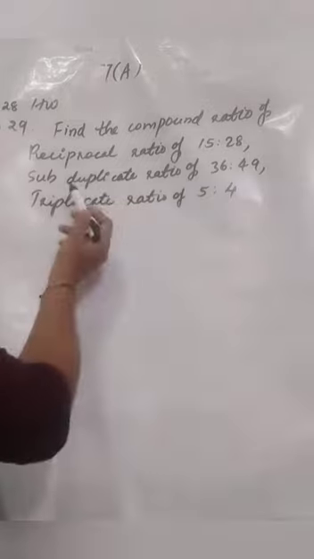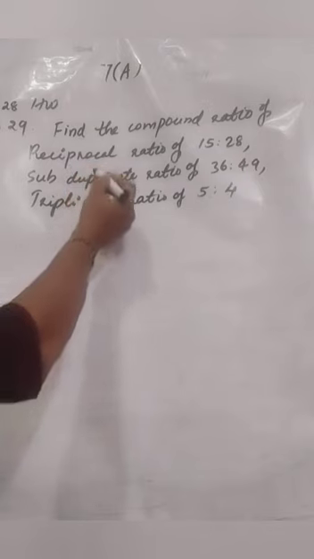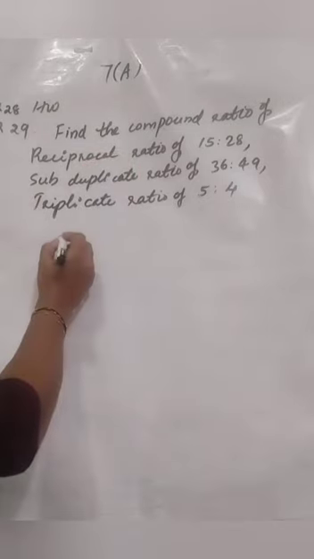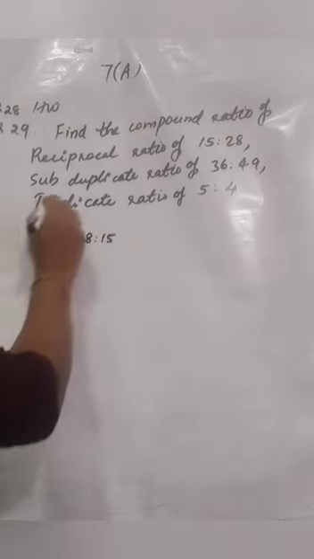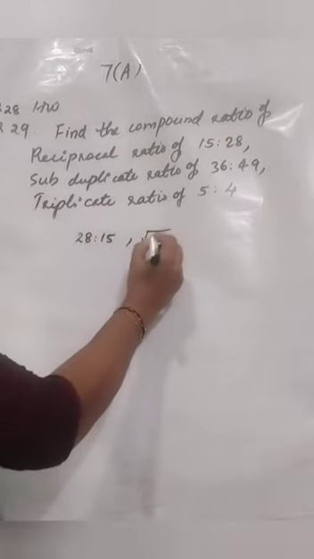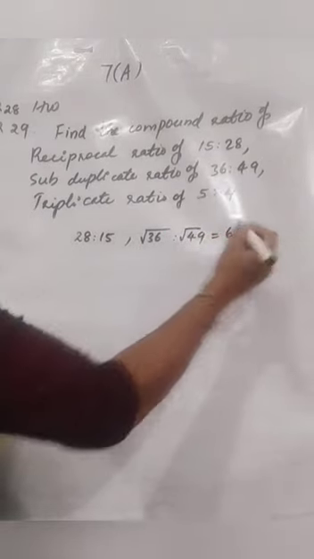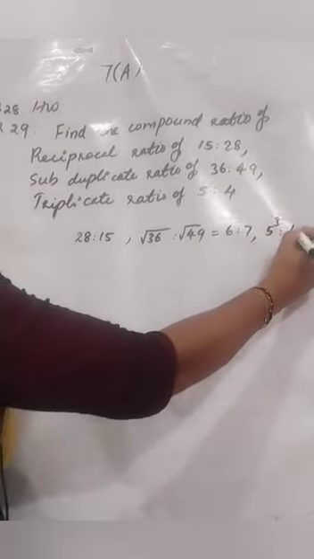Okay. Next is question number 29. 28 is homework. Find the compound ratio or ratio compounded of reciprocal ratio of 15:28, subduplicate ratio of 36:49 and triplicate ratio of 5:4. First we have to find the three ratios, then compound that or find the compound ratio. First one, reciprocal ratio of 15:28 is 28:15. Then subduplicate ratio of 36:49 is root of 36 is to root of 49. That is 6:7. Now triplicate ratio of 5:4 is 5 cube is to 4 cube.